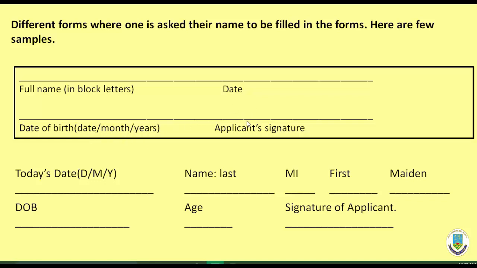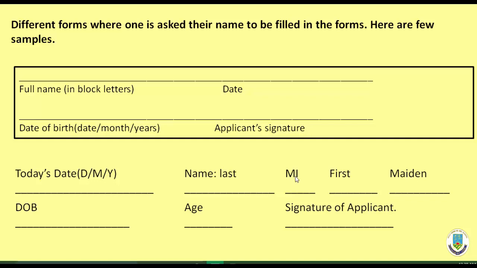Then your signature. This is another form. It says today's date, and according to this format: date, day, month, and year. Name. First start with your last name. Okay, let's take my name, Amongla Jamir. So the last name is Jamir, J, Jamir, isn't it? So I will write here Jamir.